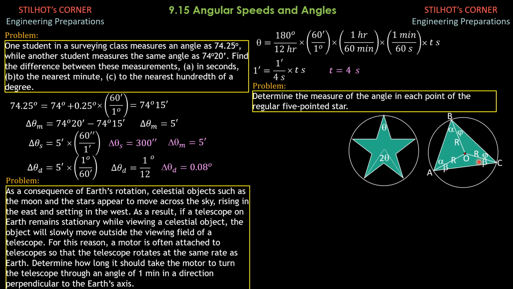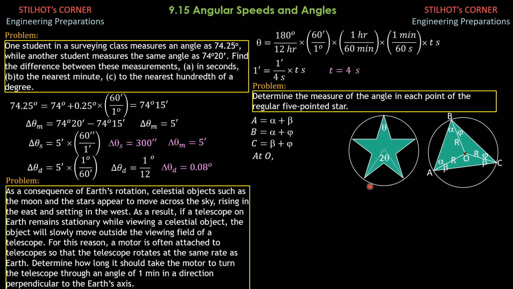And we know that the sum of the interior angles of a triangle is 180 degrees. So therefore, this angle is 180 degrees minus 2 alpha. This angle is 180 degrees minus 2p, and this angle is 180 degrees minus 2 beta. So angle A, therefore, is alpha plus beta, angle B is alpha plus p, and angle C is beta plus p.